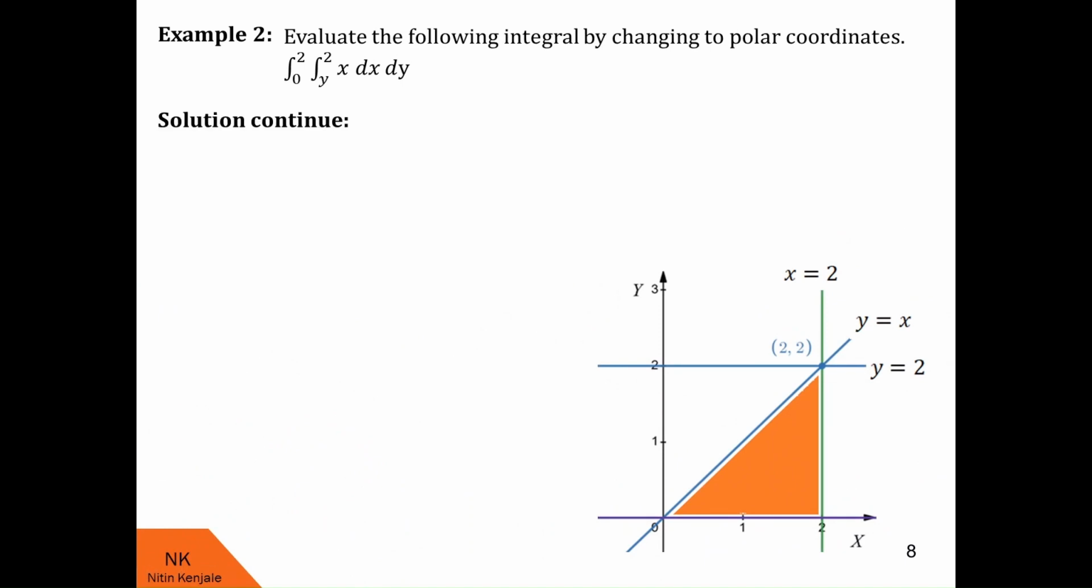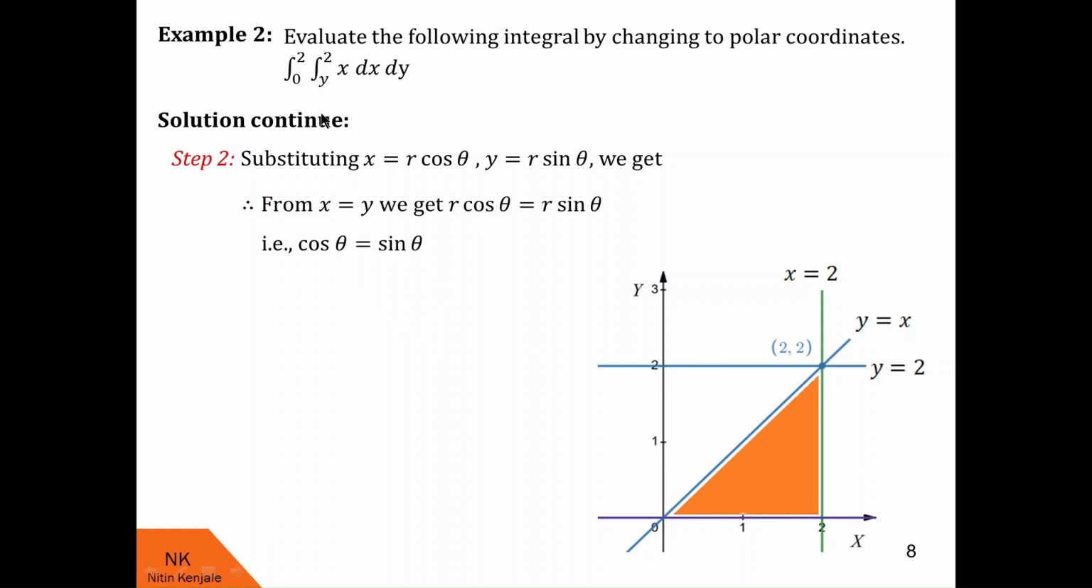Let us first bother about the limits. For that, we will put these substitutions in the equations of the curves which bound the region of integration. The first equation is x is equal to y. From this, we get r cos theta is equal to r sin theta. These r's will get cancelled. We take this cos theta on the other side to get tan theta is equal to 1. And we know that tan theta is 1 at theta is equal to pi by 4.